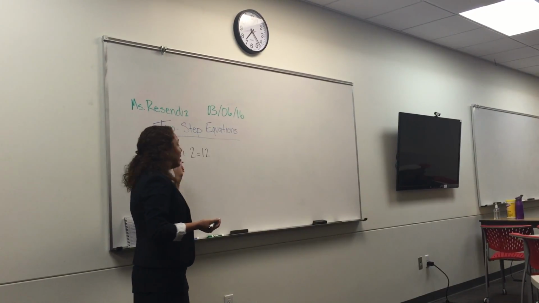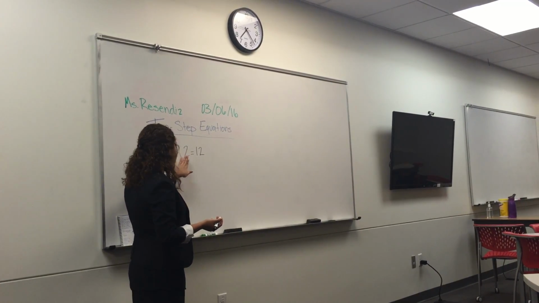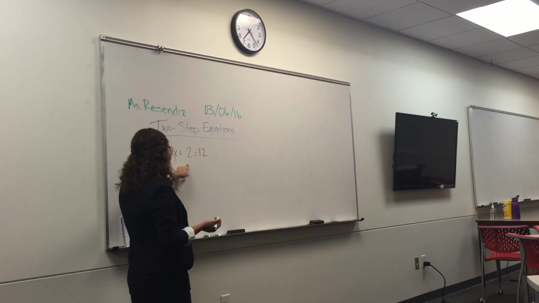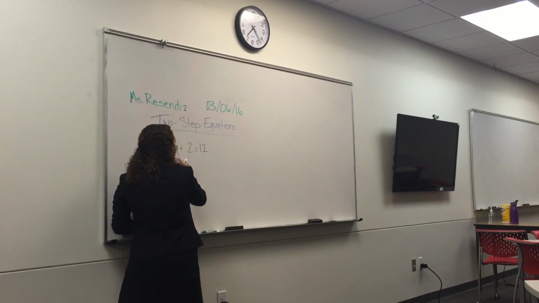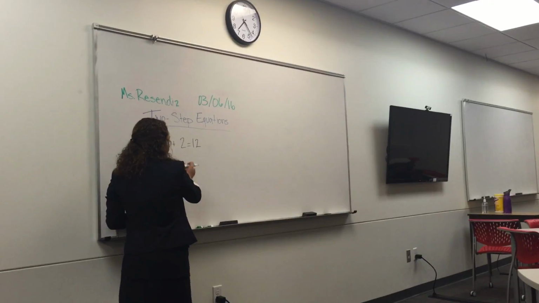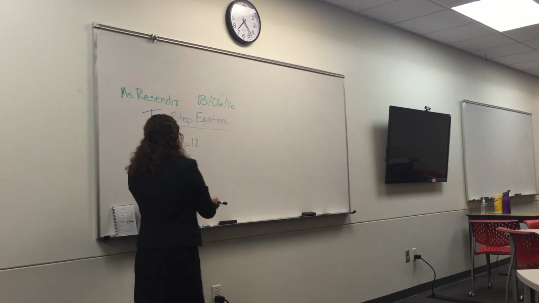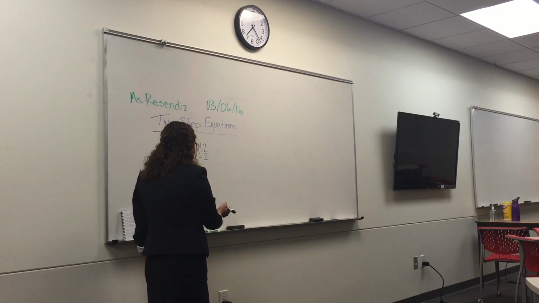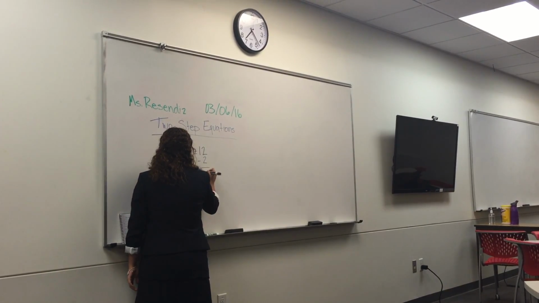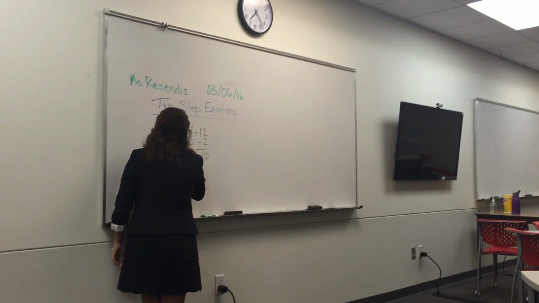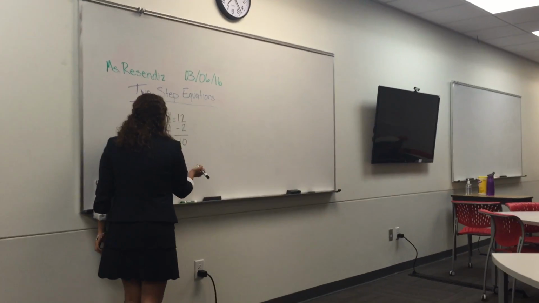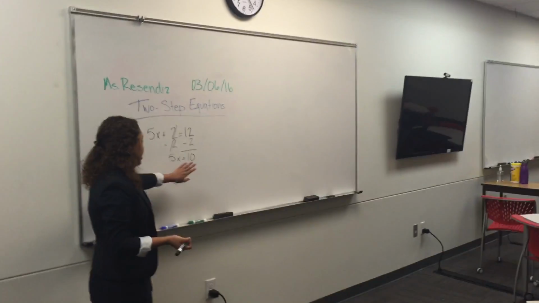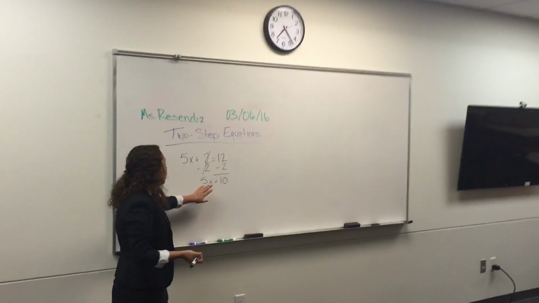The way you're going to do that is you're going to deal with this 2 first. And the way you do that is you subtract it. Because you're adding it here, you're going to subtract it to make it disappear from this side. Because you're doing it here, you have to do it here. And so it cancels out, and you have 10. And then from there, you have 5x equals 10. And then to get the x by itself over here, you're going to divide by 5.